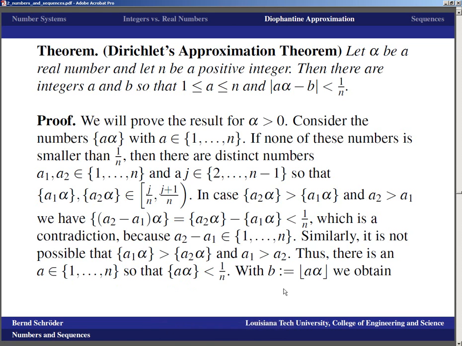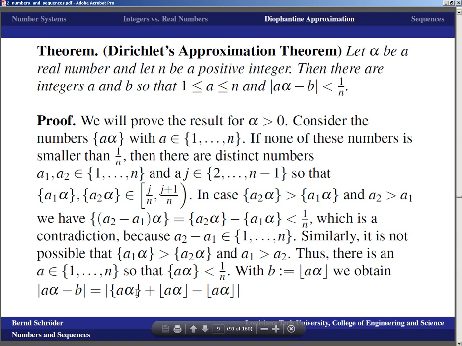And once we've got that, we just set b equal to the greatest integer below a alpha, and we obtain that the absolute value of a alpha minus b, well, that's a alpha's fractional part plus the greatest integer below a alpha minus b, which is the greatest integer below a alpha, and you realize these two cancel. That's the absolute value of the fractional part of a alpha, and that was smaller than 1 over n, and that means we have Dirichlet's approximation theorem.